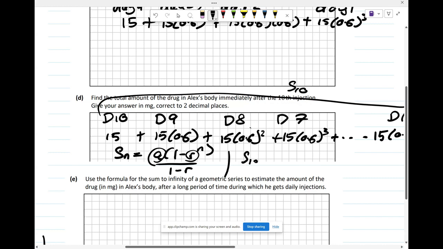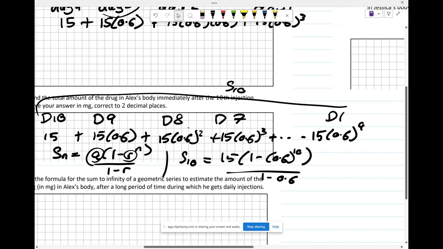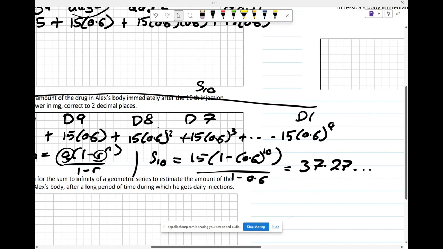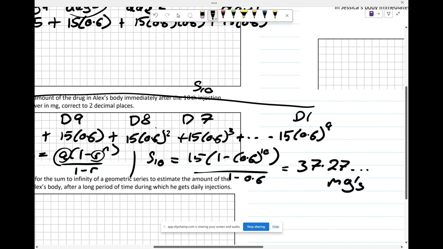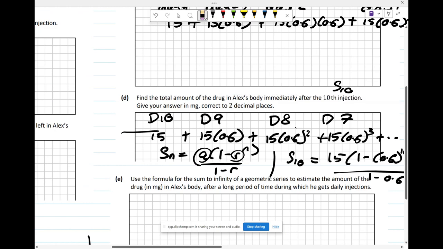So that means we're going to get S10 is equal to a, our first term, 15, r is 0.6, our n was 10, and 1 minus 0.6. So 15 times (1 minus 0.6 to the power of 10) over 1 minus 0.6. And that should be 37.27, to two decimal places. I rounded it already. There was a bunch of stuff there. And that's going to be milligrams because we're measuring the amount of drug left in his body, or the total amount of drug, sorry.